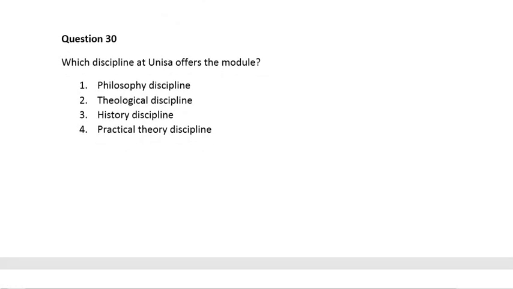Question 30. Which discipline at Unisa offers this module? Number 1, philosophy discipline. Number 2, theological discipline. Number 3, history discipline. Number 4, practical theory discipline. So guys, here the correct answer is number 1, which is philosophy discipline.